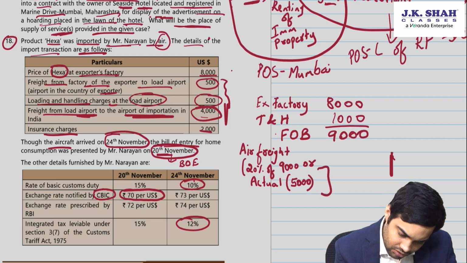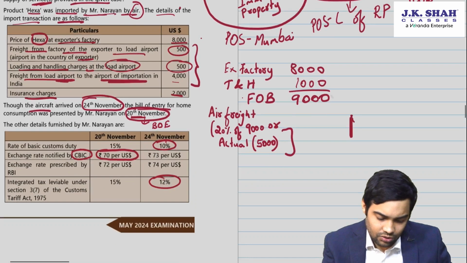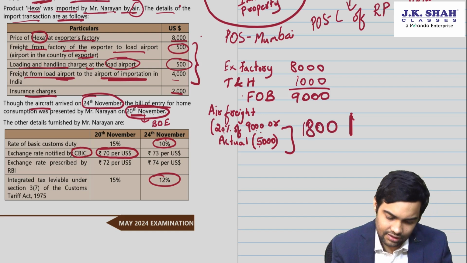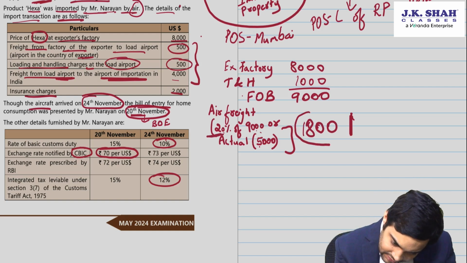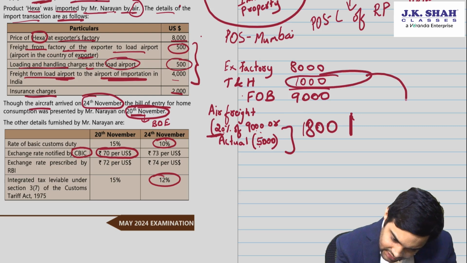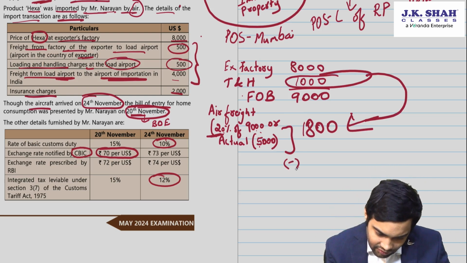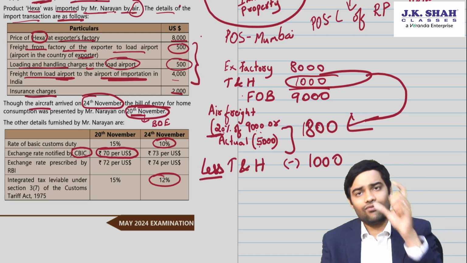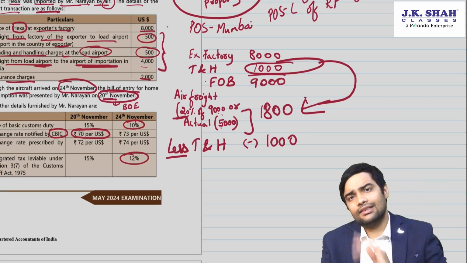Sir, how is actual 5,000? 4,000 is given. Now all these three are considered as part of 20% computation. So 5,000 versus 20% of 9,000, this comes to 1,800. Now whenever you consider 20%, it is deemed that this transportation and handling is already included in 1,800. As it is already included, we will have to again subtract 1,000, that is transportation and handling, which is already considered as part of air freight, loading, unloading from the exporter's premise till the Indian port.